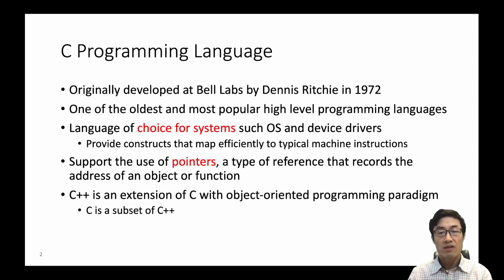Unlike most other programming languages, C supports the use of pointers, a type of reference that records the address of an object or function. You might hear about C++. The C++ programming language is an extension of C with the object-oriented programming paradigm. Therefore, C++ is a big brother and superset of C and can understand C without any problem.